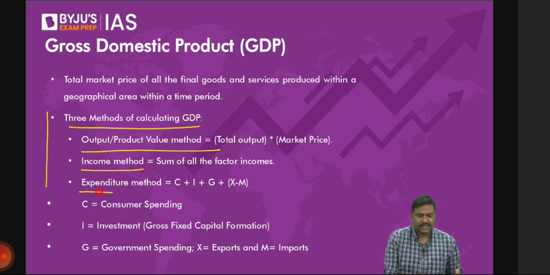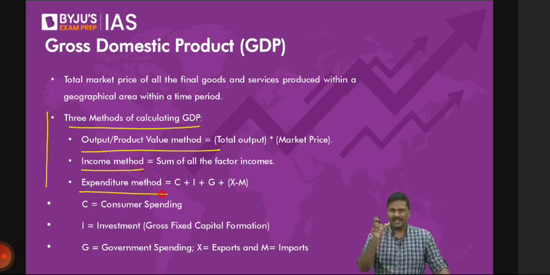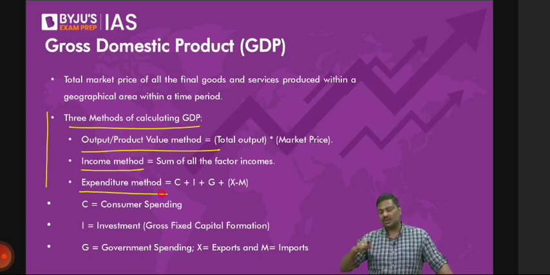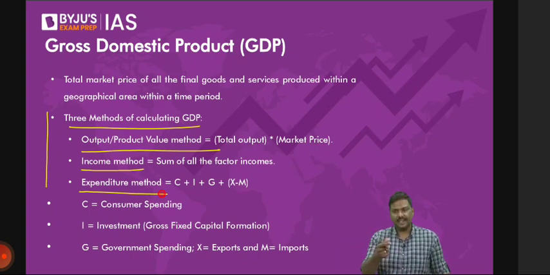Third one, the expenditure method. What is this expenditure method? Whatever is the total expenditure in India on final goods and services, get the sum total of it. And because this is a total expenditure on all the goods and services in India, you subtract the value of imports and you add the value of exports.